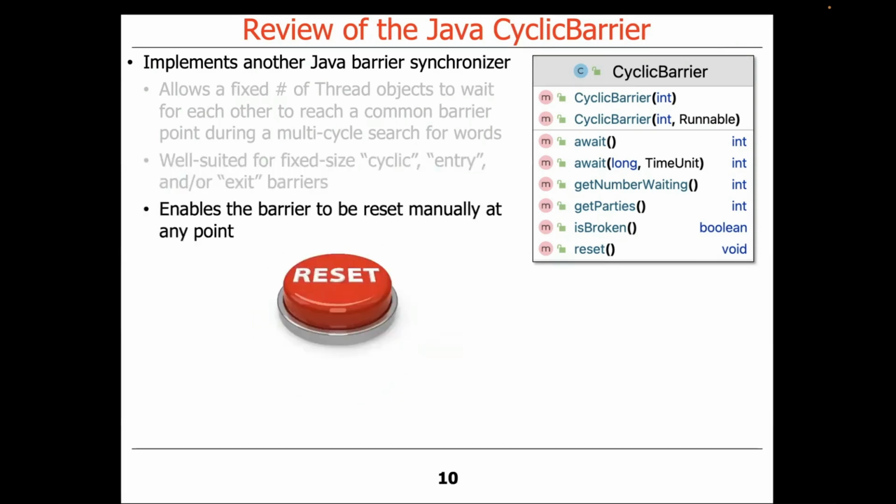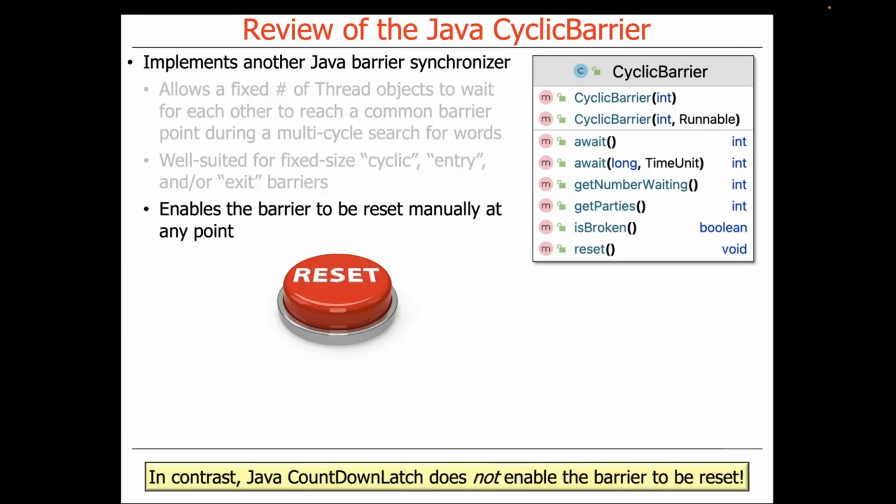The other thing you can do is you can have the barrier reset manually at any point. You can essentially throw an exception, which will break the barrier and then cause it to be reset. In contrast, Java's CountDownLatch that we looked at earlier does not enable the barrier to be reset. You can't reset it other than by throwing an exception, which is not the same thing. It doesn't reset anything. It just causes an exception.